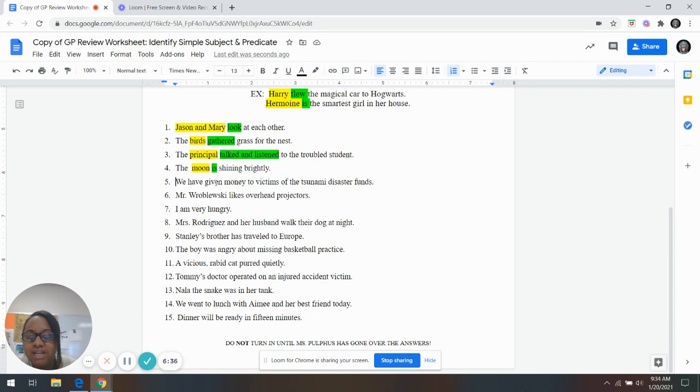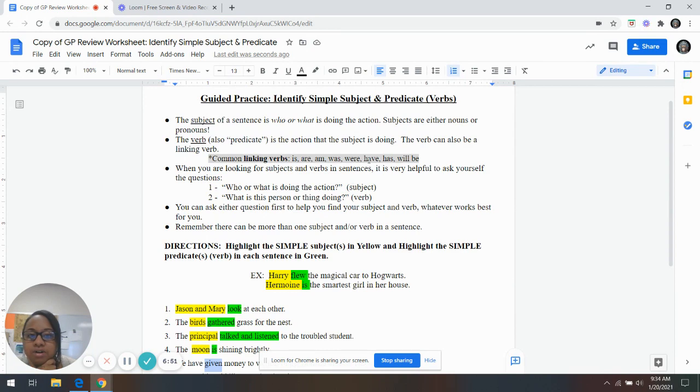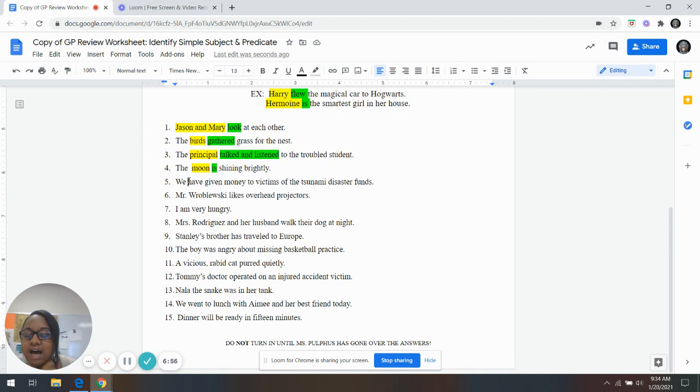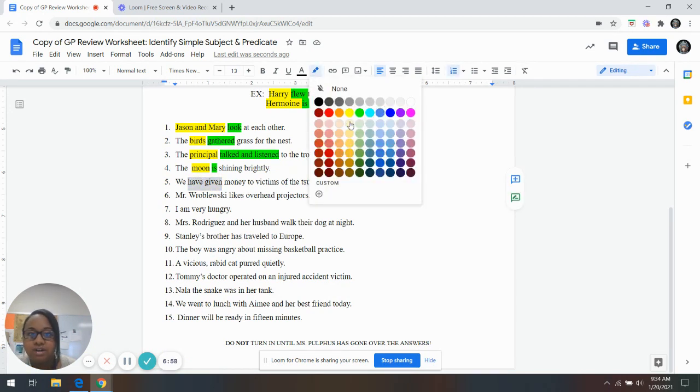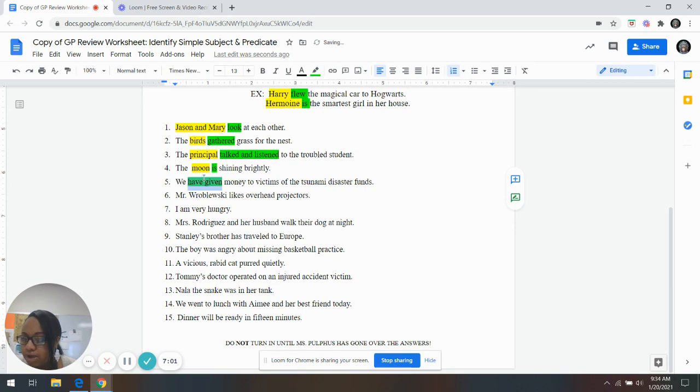Number 5, we have given money to victims of the tsunami disaster funds. Let's see. What's my verb? Well, it could be given, but again, I just looked at my list of common linking verbs, and I see the word have here. So for number 5, we're actually going to highlight in green, have given. Have given is our verb, okay? Now, who or what gave? Who or what was the one who have given? Well, that would be we, a little pronoun, right? So let's highlight we in yellow. Nice.